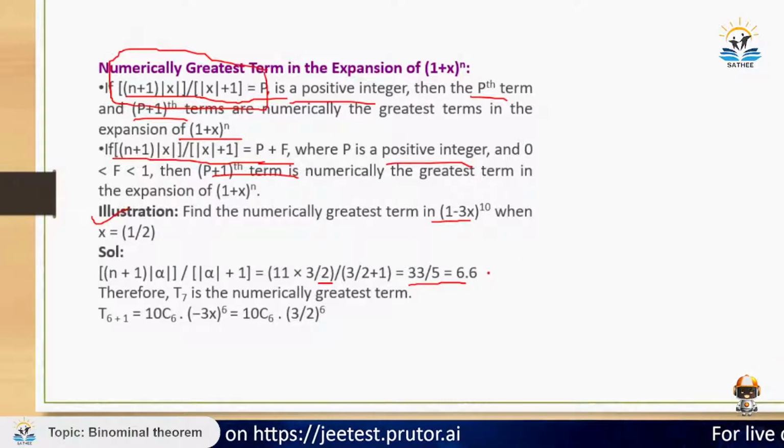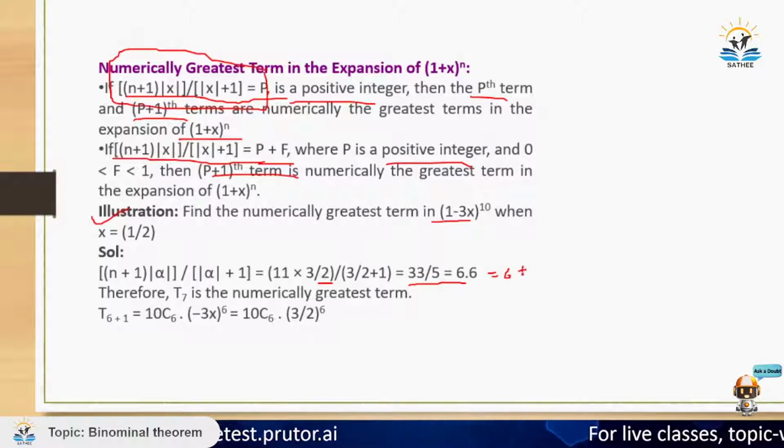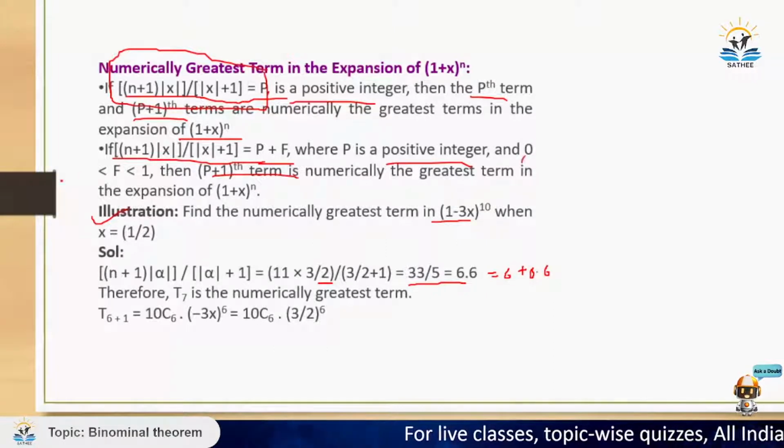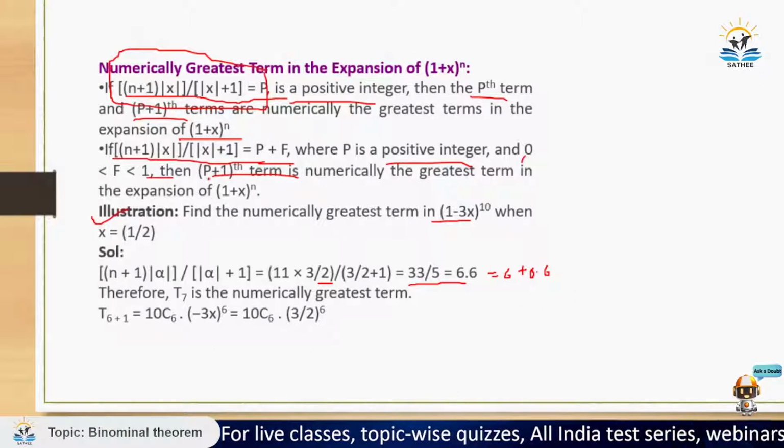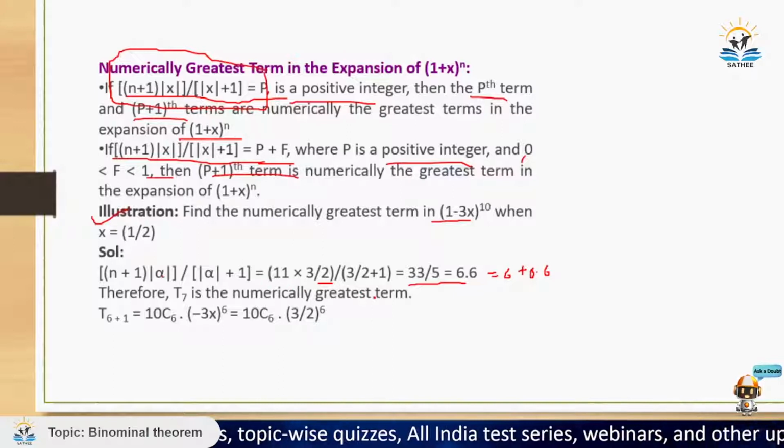इसको मैं क्या लिख सकता हूँ? इसको मैं लिख सकता हूँ 6 plus 0.6, which means p is equal to 6 and 0.6 is my f, which is the fraction between 0 and 1. Cool. So 6 plus 0.6, and so in this type of expression, my numerically greatest term would be p plus 1, which is 6 plus 1. So 7 term would be my numerically greatest term.